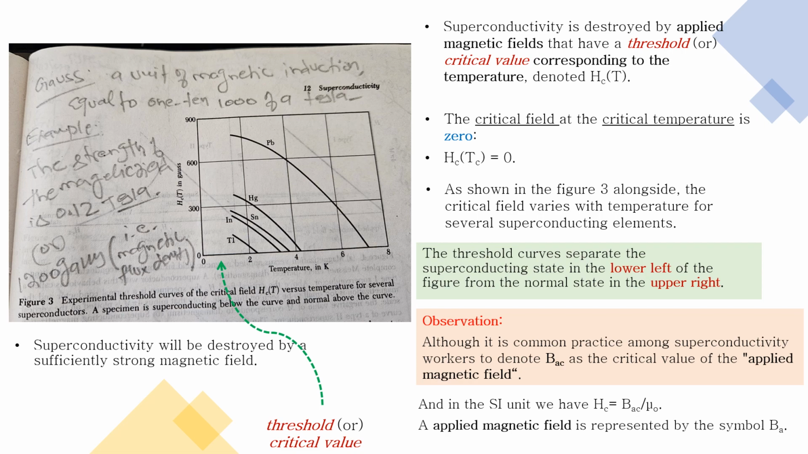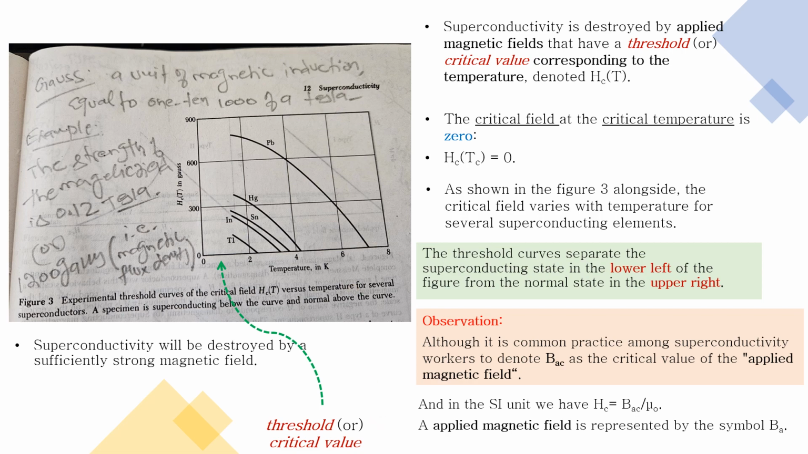It is interesting to discuss the experimental threshold curve of the critical field versus temperature. Temperature is calculated on the Kelvin scale. We can also measure the critical field in Gauss. What does it mean, Gauss? Gauss is a unit of magnetic induction equal to 1/10,000 of a Tesla.